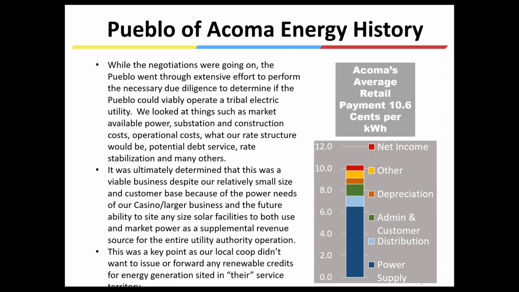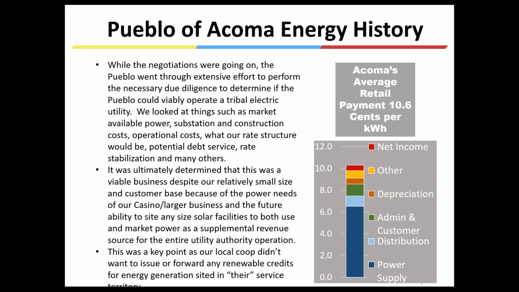We also looked at other operating costs, just the cost of running the business, billing, which we are billing for other utilities, so that wasn't so much of a big concern. Outage restoration, all the things that it's going to take to operate and maintain this distribution system, including what our rate structure would be, potential debt service, rate stabilization we're looking at, and many other things.